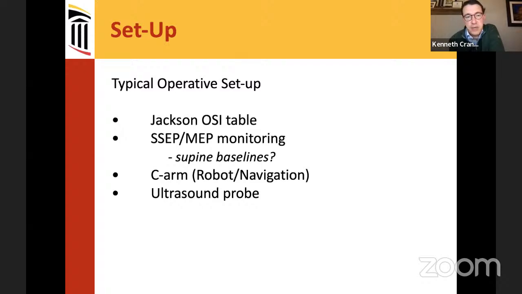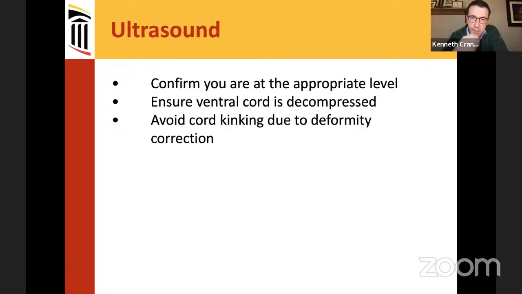And of course, a lot of these patients who have significant cord compression may not have normal potentials in the supine position. And it's much better to know that than after you've flipped the patient or after you've started operating. And then we use a C-arm, sometimes depending on the situation, a robot or navigation. And we always use an ultrasound for every thoracic case. It allows us to see through the spinal cord and tell exactly what's going on. And we have plenty of examples of that coming up.